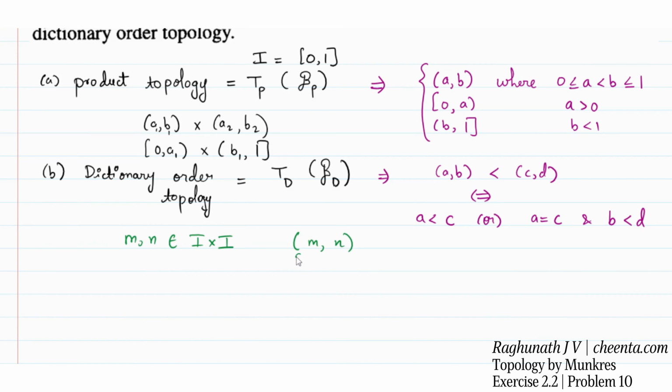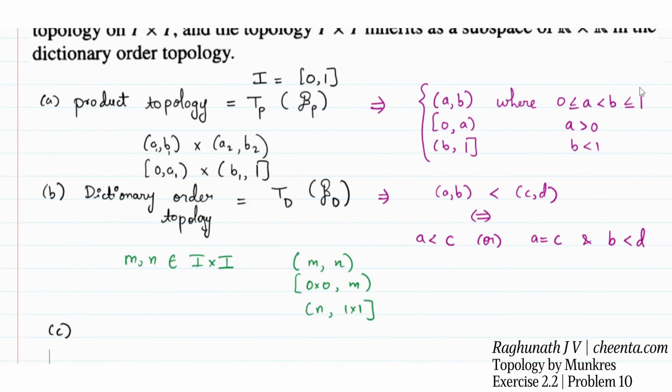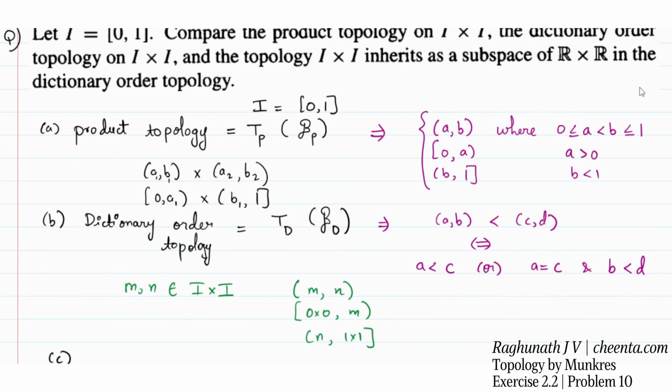And not only this, we know that the minimum element is (0, 0). So (0, 0) to some number M, or N to (1, 1). So all these form the basis elements for this topology. Now coming to the third topology that they are mentioning, which is the topology that I cross I inherits as a subspace of R cross R.